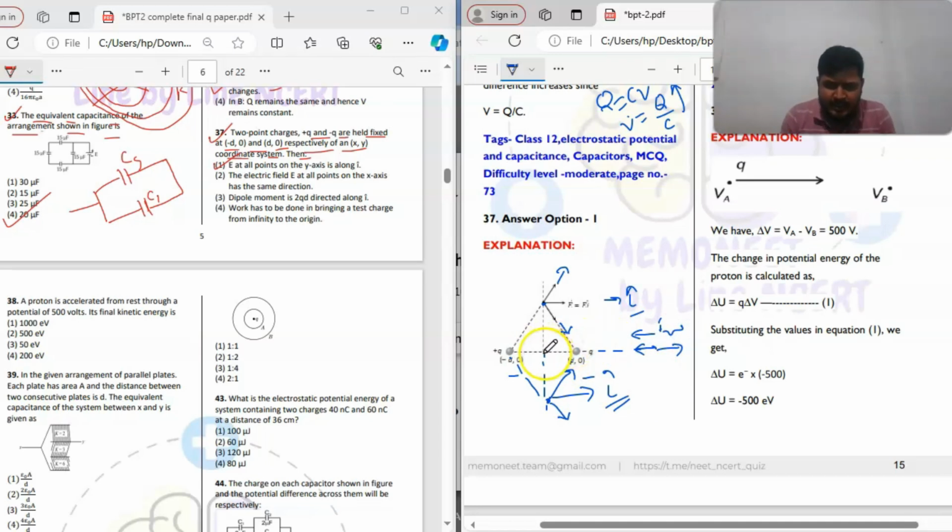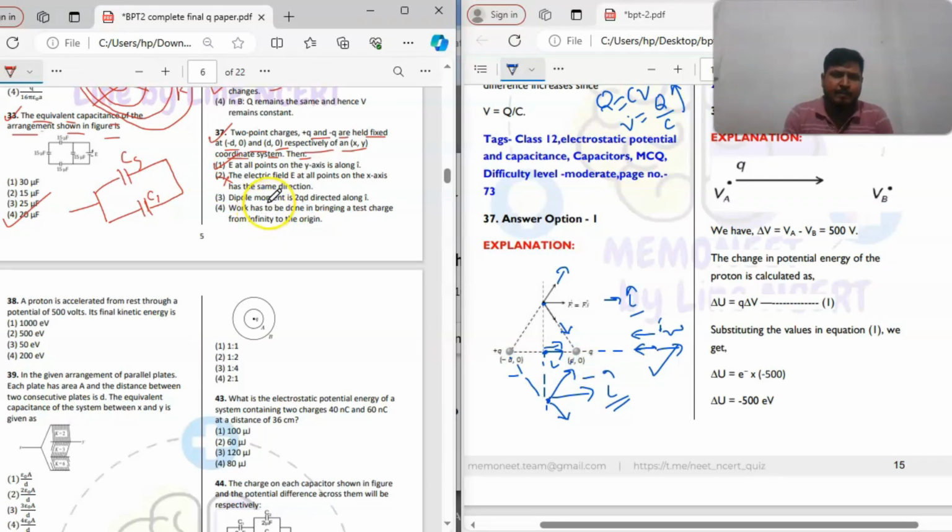But here, what is the electric field due to this one? Towards this one. And what is the electric field due to minus Q? Towards right. So what we get? The net electric field towards the right. Here the net electric field is towards left. Here the net electric field is towards right. So this option 2 is not correct.